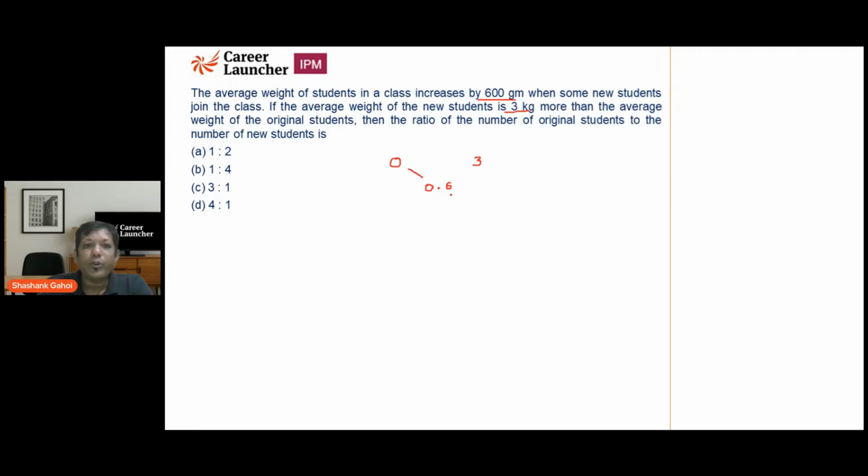I'm going to use allegation in these kinds of questions. This difference comes out to be 2.4, and this difference comes out to be 0.6. So the ratio of older students to newer students is going to be 4:1. We can directly get the answer by using allegation in a single line. You don't have to spend a lot of time on these questions, and you don't have to make equations. If you understand allegation, you can get the answer in 30 seconds.